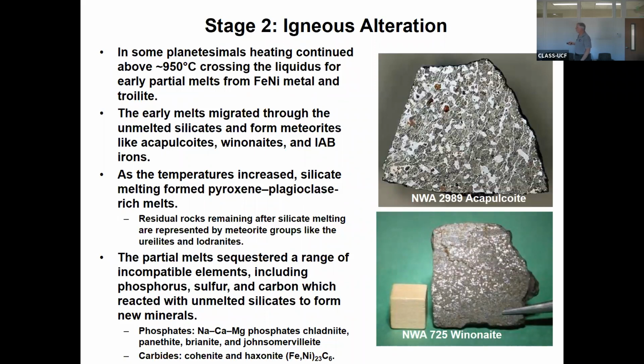As you increase the temperature, then you start to form melts from pyroxene and plagioclase. Those go away, and the residual material after silicate melting, you get meteorite groups like ureilites and lodranites.